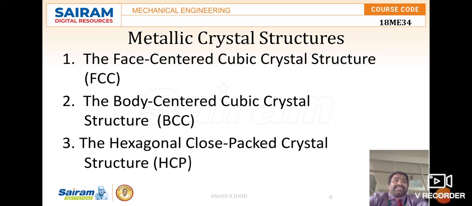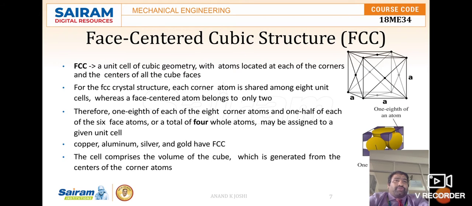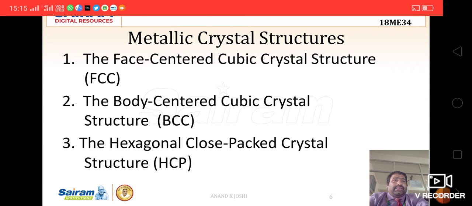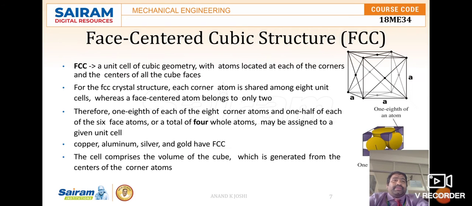So the metallic crystal structures are categorized like this. That is face-centered cubic crystal structure, body-centered cubic crystal structure, and hexagonal close-packed crystal structures. Okay, so let us discuss this one, the face-centered cubic.